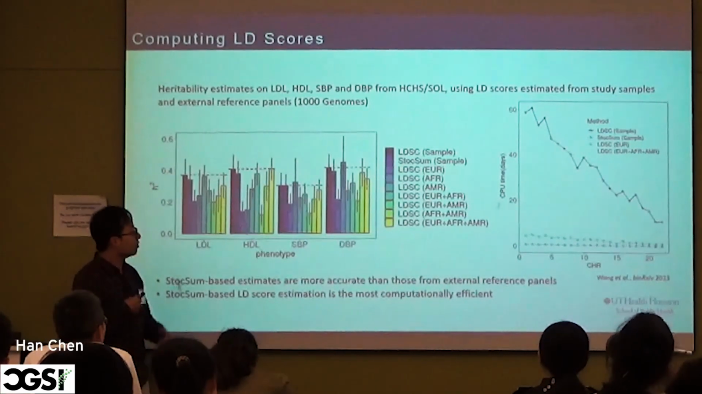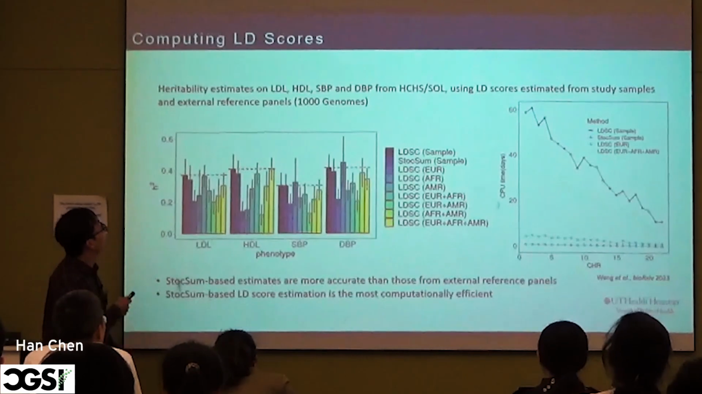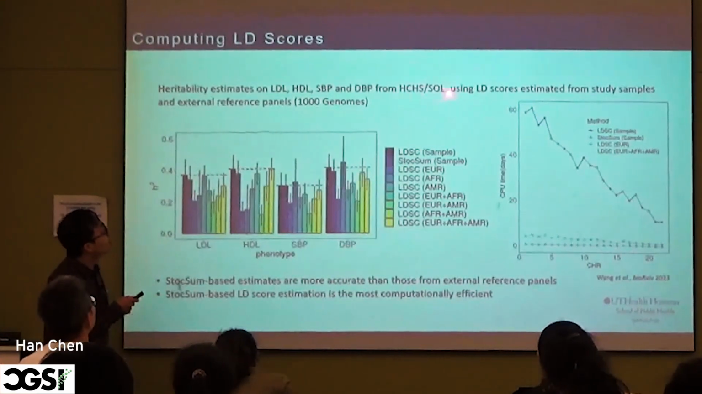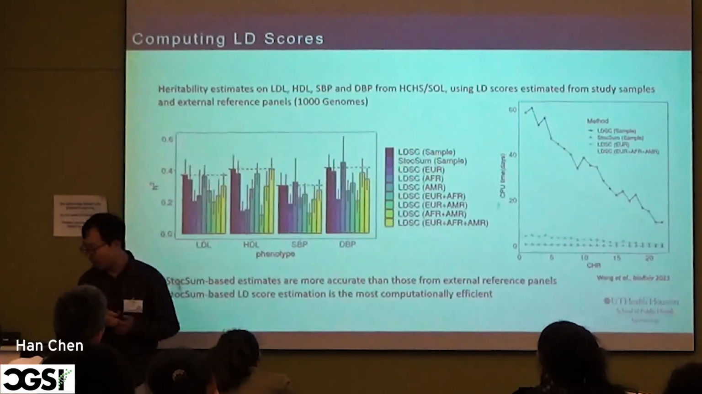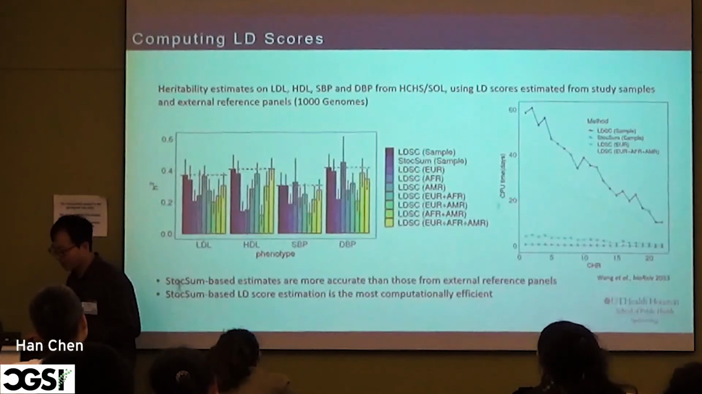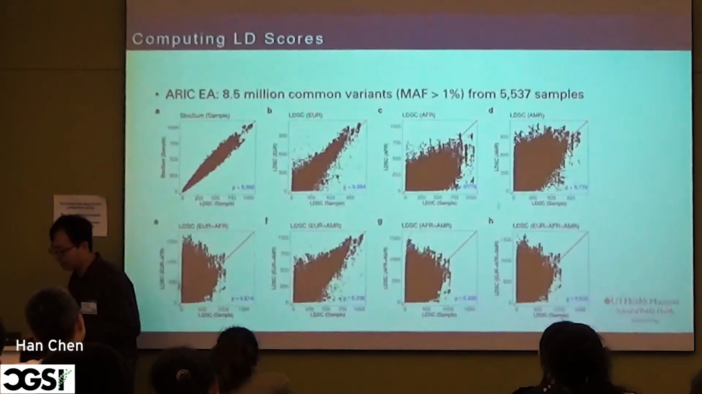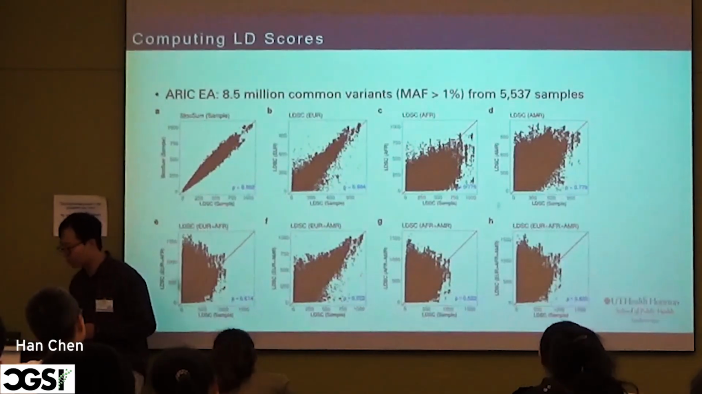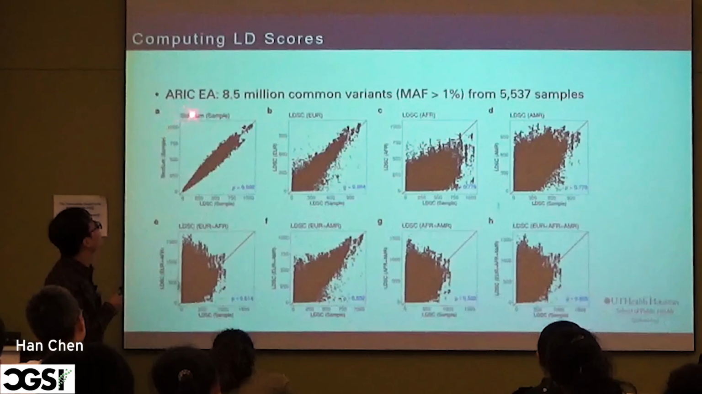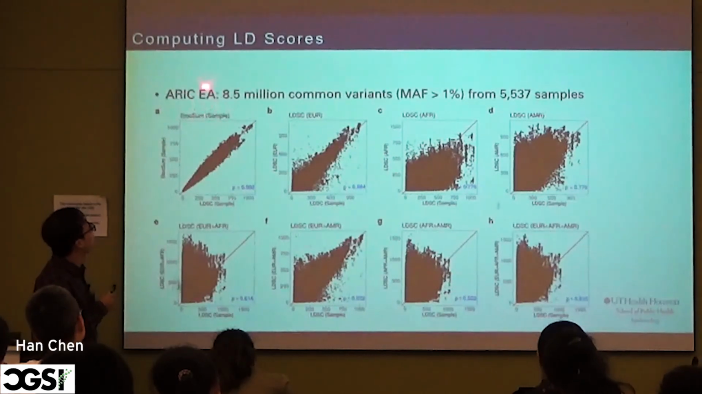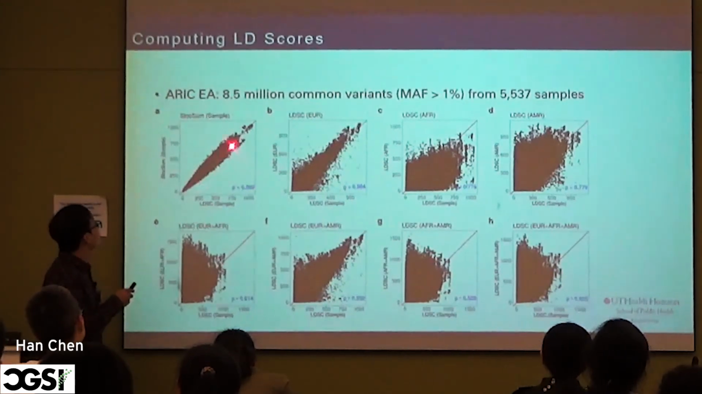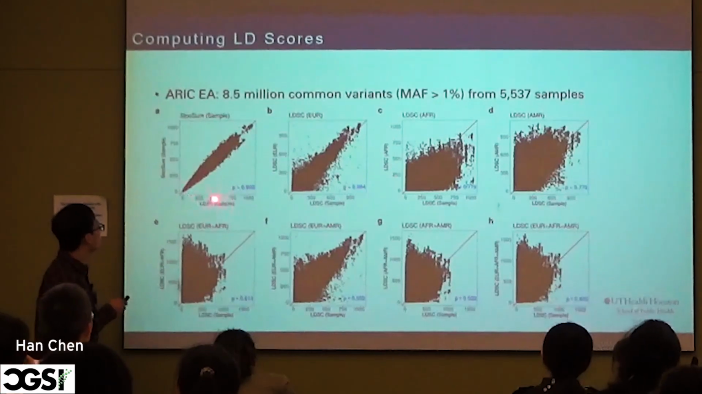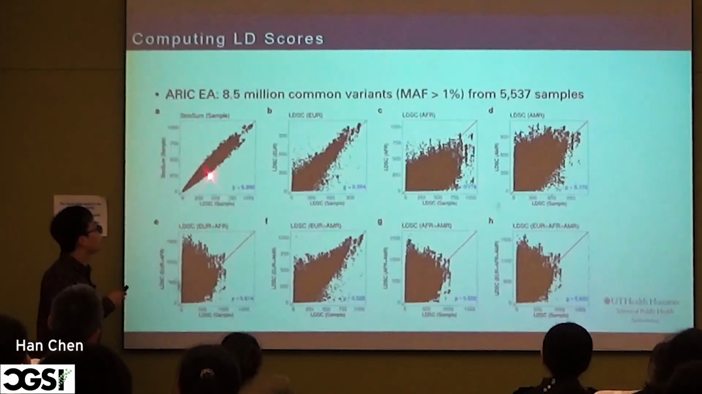Okay, so another question that naturally arises is, here you're using the Hispanic Americans, right? So what about European Americans and African Americans? So we look at another study, the Atherosclerosis Risk in Communities study, the ARIC study. They have European Americans and African Americans. We repeated the same analysis. You can see that the StocSum LD scores were very accurate compared to LDSC on the study samples.